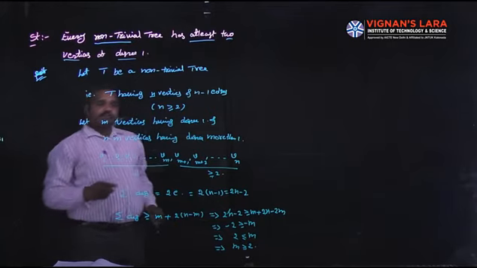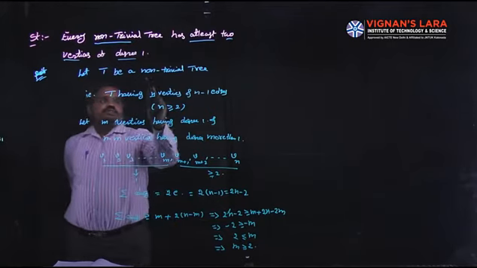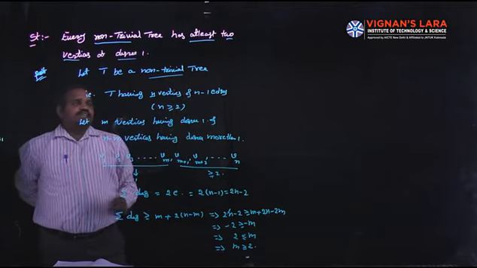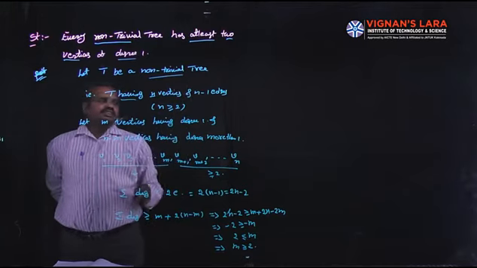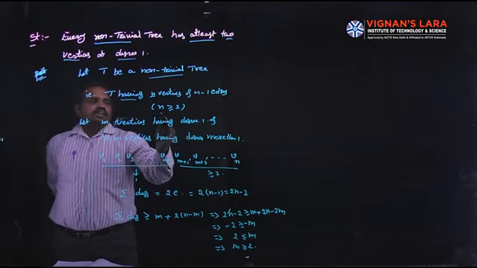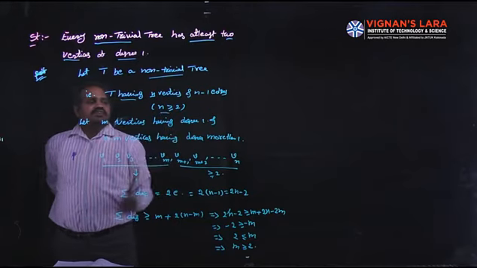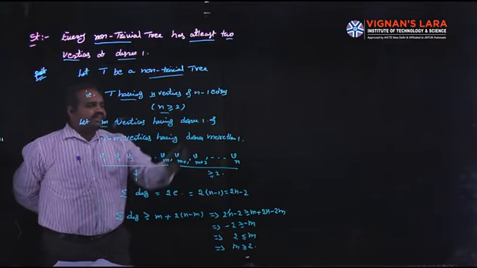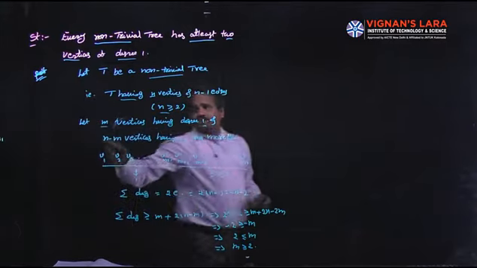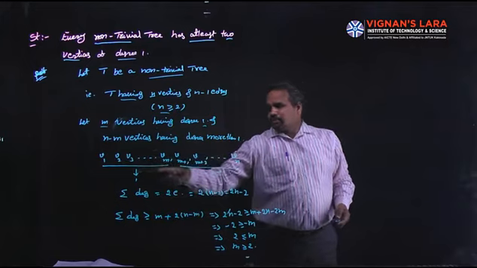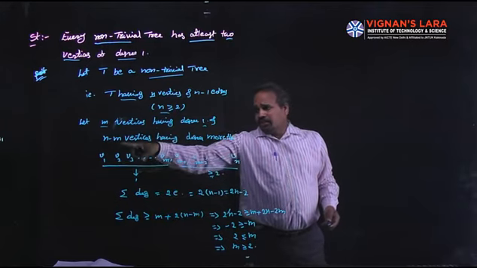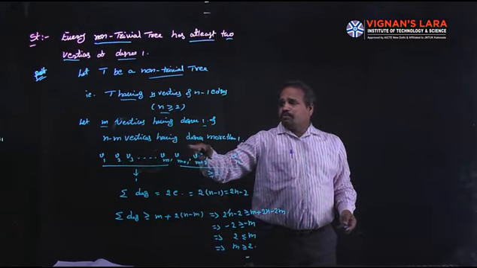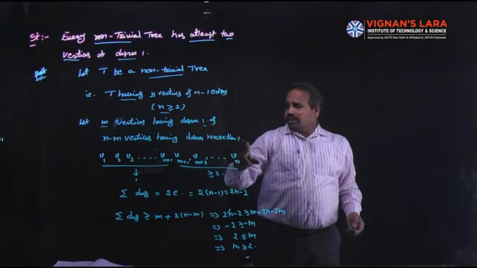So this is the problem. What I did here, again I am saying this: let T be a non-trivial tree, T having n vertices and n minus 1 edges. Particularly, he gave non-trivial, that means n is always greater than or equal to 2. I assumed that m vertices have degree 1. Now m vertices are completed, remaining are n minus m, so n minus m vertices having degree more than 1.